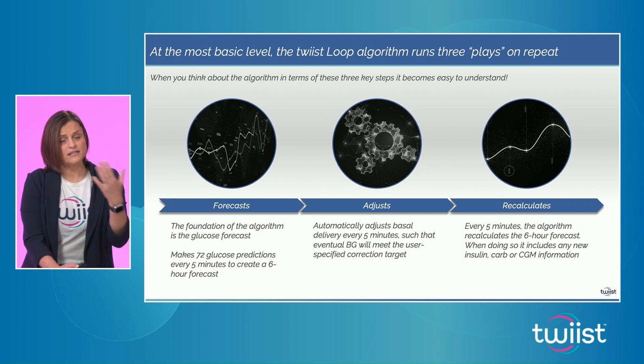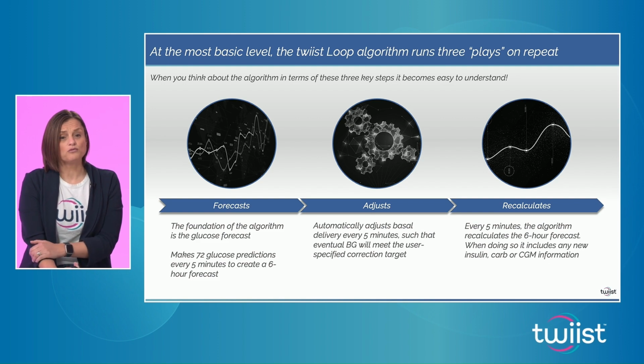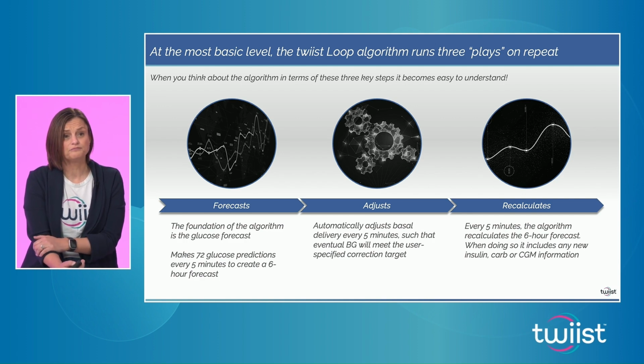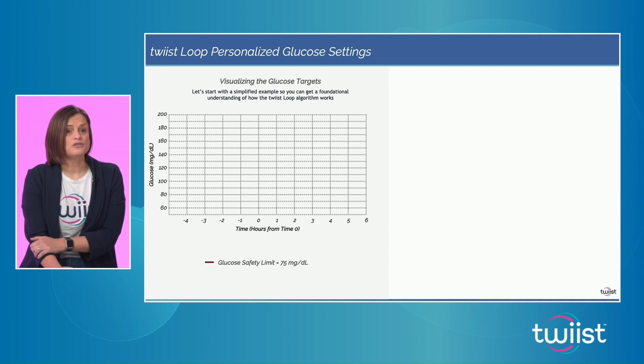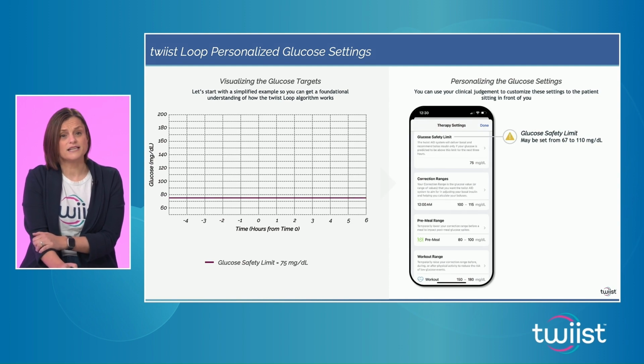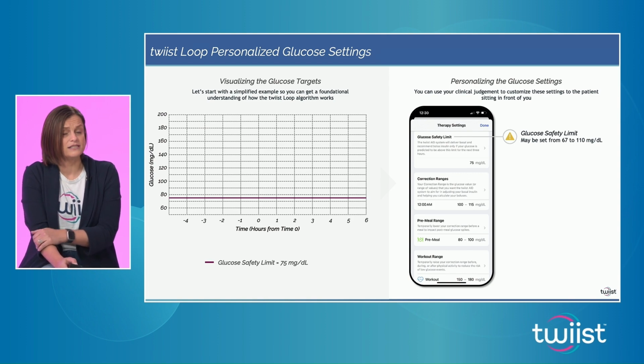After it gives the insulin as it's described, it will recalculate again every 5 minutes and make a new decision on whether it's going to modulate the basal insulin. So let's talk a little bit about the settings that we were just talking about. So the glucose safety limit, as I said, can be set anywhere from 67 to 110. Again, this acts as the suspend threshold so that if the forecast is ever going to cross this threshold, we would actually see that the system will suspend briefly until the forecast comes above that level.